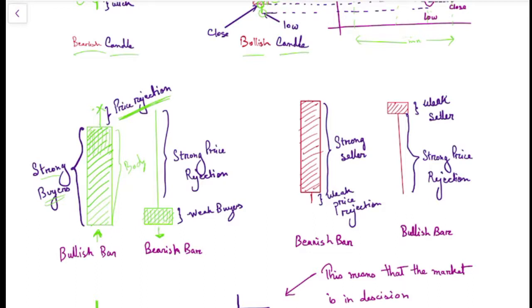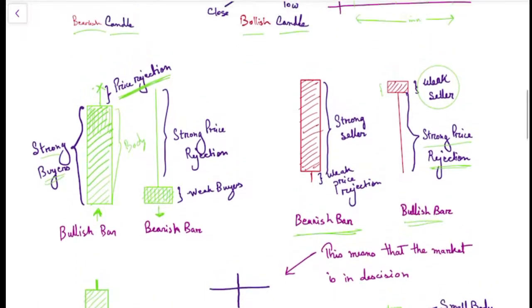Here, strong sellers and weak price rejection. It's a bearish bar. Here one of the traders comes and brings the price down, but the market again pulls the price up and keeps the close price near the open price. So here you can see strong price rejection is going on, and the sellers are weak. That's why this is a bullish candle.